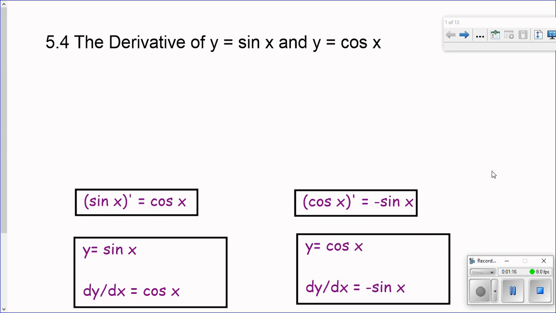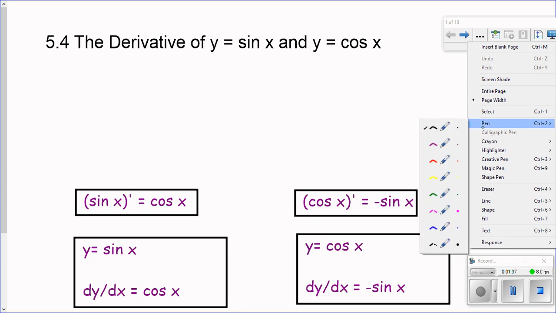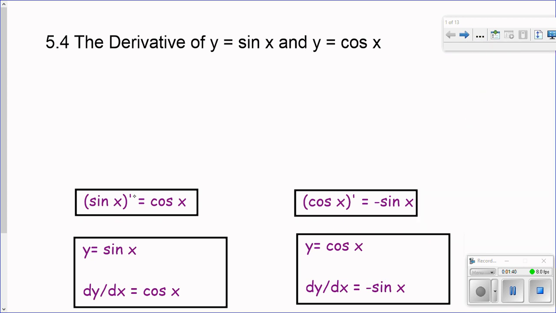We're going to jump right in and talk about these two derivatives and do some applications of trig functions and derivatives using the chain rule. Right off the bat, the derivative of the sine function is the cosine function. That's something you'll see time and time again. The derivative of the sine function is the cosine function, and the derivative of the cosine function is negative sine.